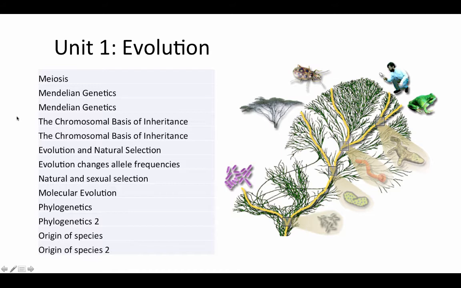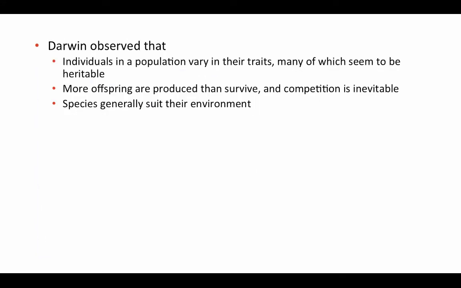So this whole first section, this is a list of topics from your syllabus for the first part of the course. And this is all going to be leading up to this idea of organismal diversity. So what does meiosis have to do with evolution?